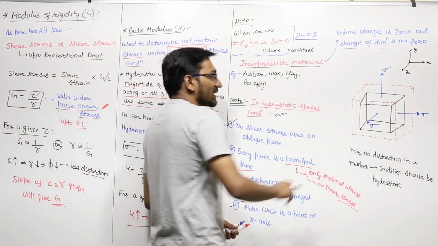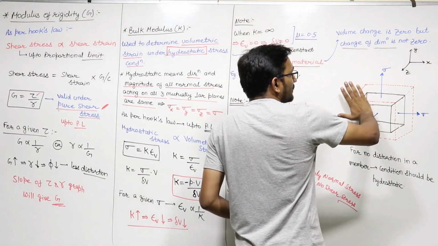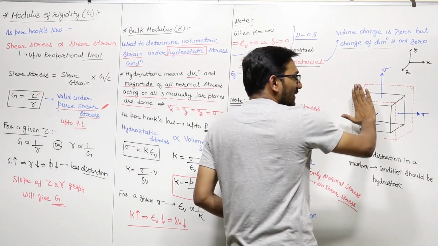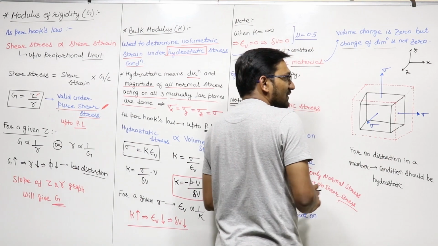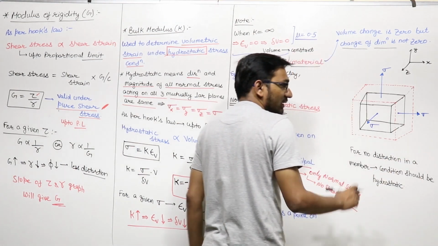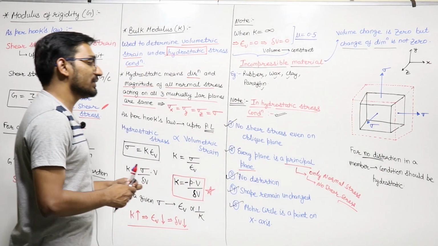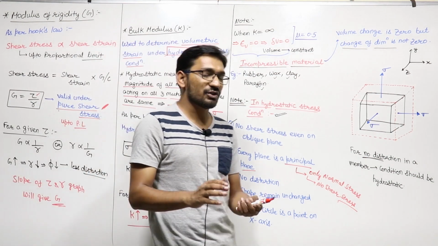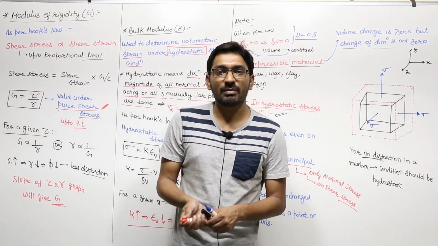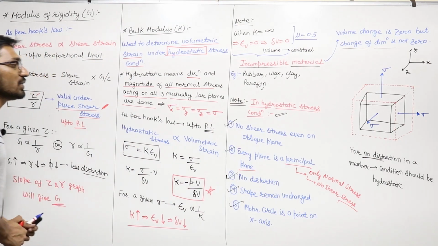So this is a hydrostatic stress in which your body's volume is changing, but the body will not distort like this. The volume is changing, length is changing, dimensions are changing, but there is no distortion. So if you want no distortion in any body, then the condition should be hydrostatic. In this case only we have pure normal stress planes, that is, only normal stress is there. There should not be any shear stress, there should not be any distortion. So this is the meaning of hydrostatic stress condition.